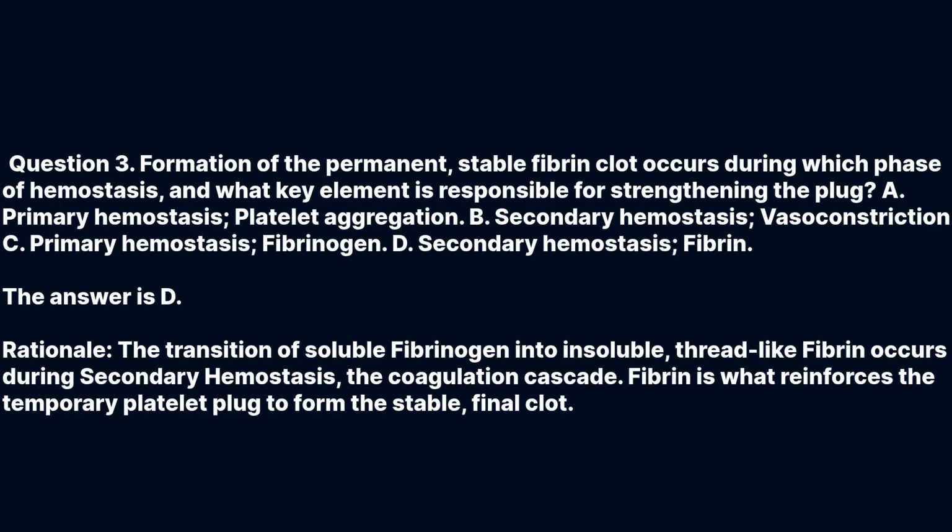Question 3. Formation of the permanent stable fibrin clot occurs during which phase of hemostasis, and what key element is responsible for strengthening the plug? A. Primary hemostasis, platelet aggregation. B. Secondary hemostasis, vasoconstriction. C. Primary hemostasis, fibrinogen. D. Secondary hemostasis, fibrin. The answer is D. Rationale. The transition of soluble fibrinogen into insoluble, thread-like fibrin occurs during secondary hemostasis, the coagulation cascade. Fibrin is what reinforces the temporary platelet plug to form the stable final clot.